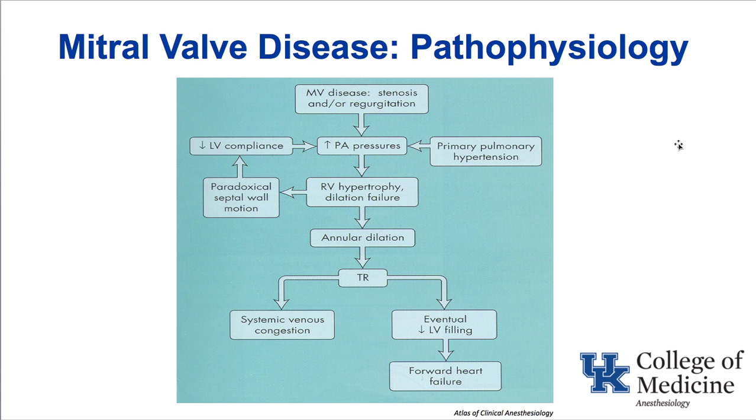Let's look at an algorithm for mitral valve disease pathophysiology. At the top, you can see stenosis or regurgitation can back up pressures into the pulmonary artery system. And if the pulmonary artery pressures go up, you can get right ventricular hypertrophy and right ventricular failure. You can get dilation of the annulus on the right side of the heart. The tricuspid valve can become regurgitant, and it can back up such that the liver becomes huge. And eventually, right heart failure can occur along with left heart failure.